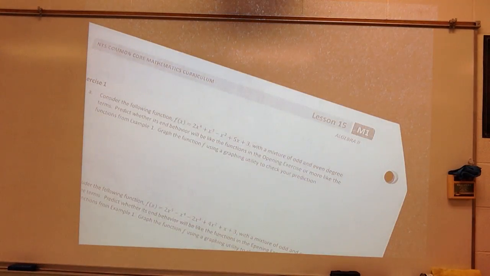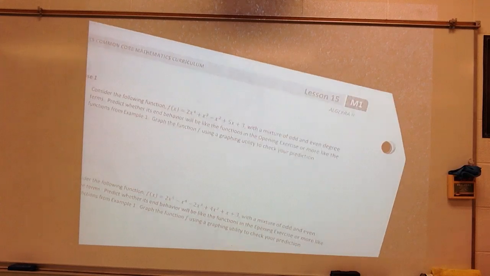Consider the following function. f of x is equal to 2x to the fourth plus x cubed minus x squared plus 5x plus 3, with a mixture of odd and even degree terms. Predict whether its end behavior will be like the function in the opening exercise or more like the functions from example 1. Graph the function f using a graphing utility to check your predictions.